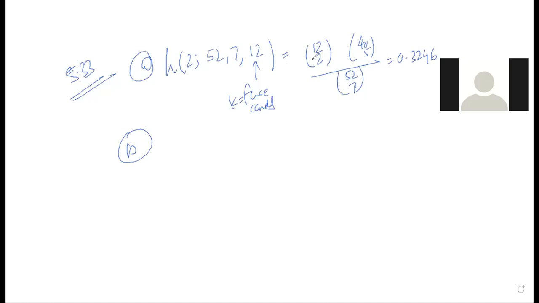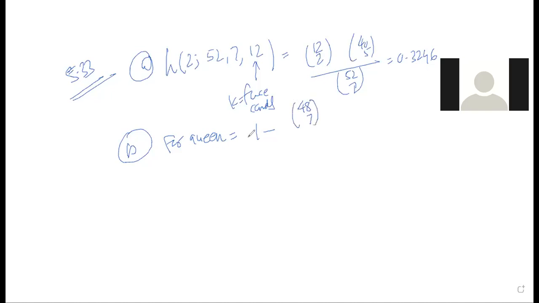Part B says, with hypergeometric distribution, that at least one of them will be a queen. Now, at least one of them will be a queen, so for queen, 1 minus the probability that none of them will be a queen. How many non-queens are there? So 48.